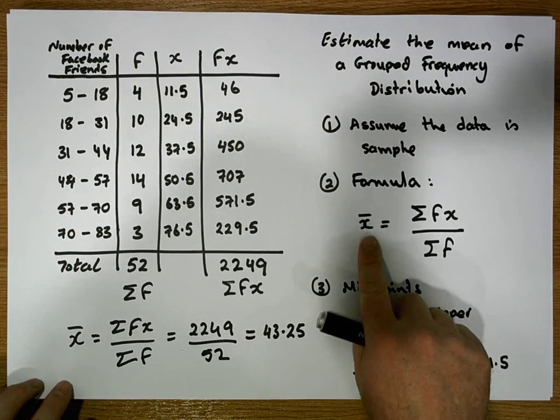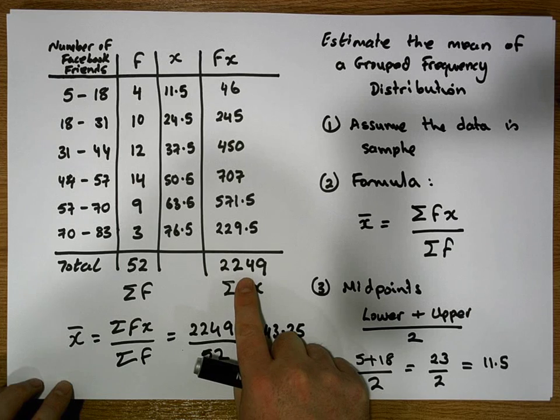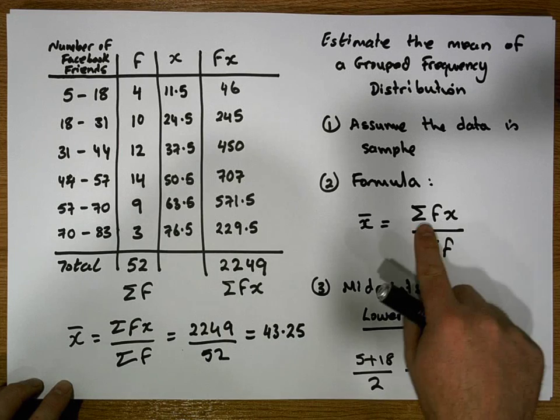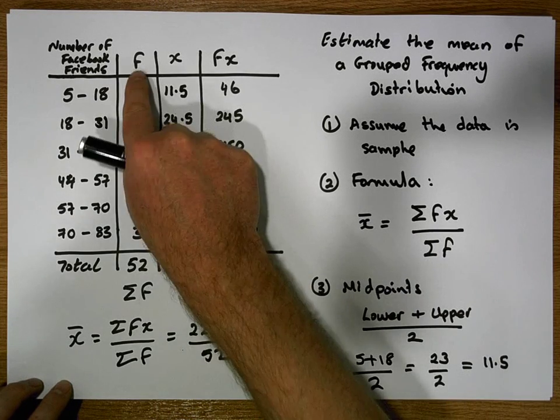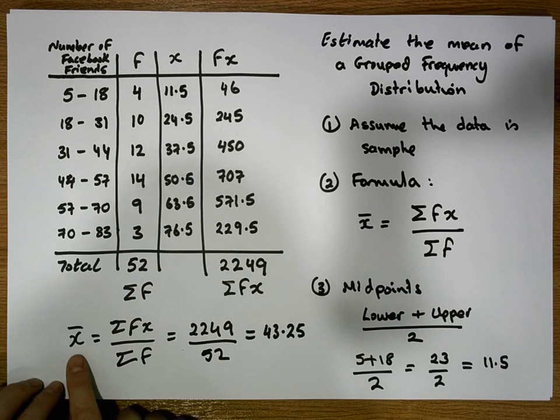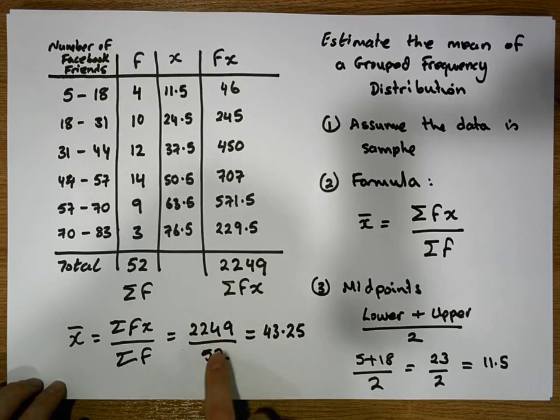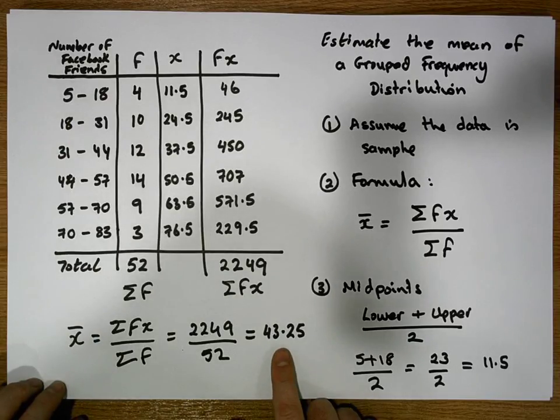And the mean is simply the sum of the fx column, 2,249, which is what we get when we sum these values in the fx column, divided by the sum of the f's. The sum of the f's is 52. So the sample mean is equal to the sum of the fx's divided by the sum of the f's, which is 2,249 divided by 52, giving an average for this distribution of 43.25.